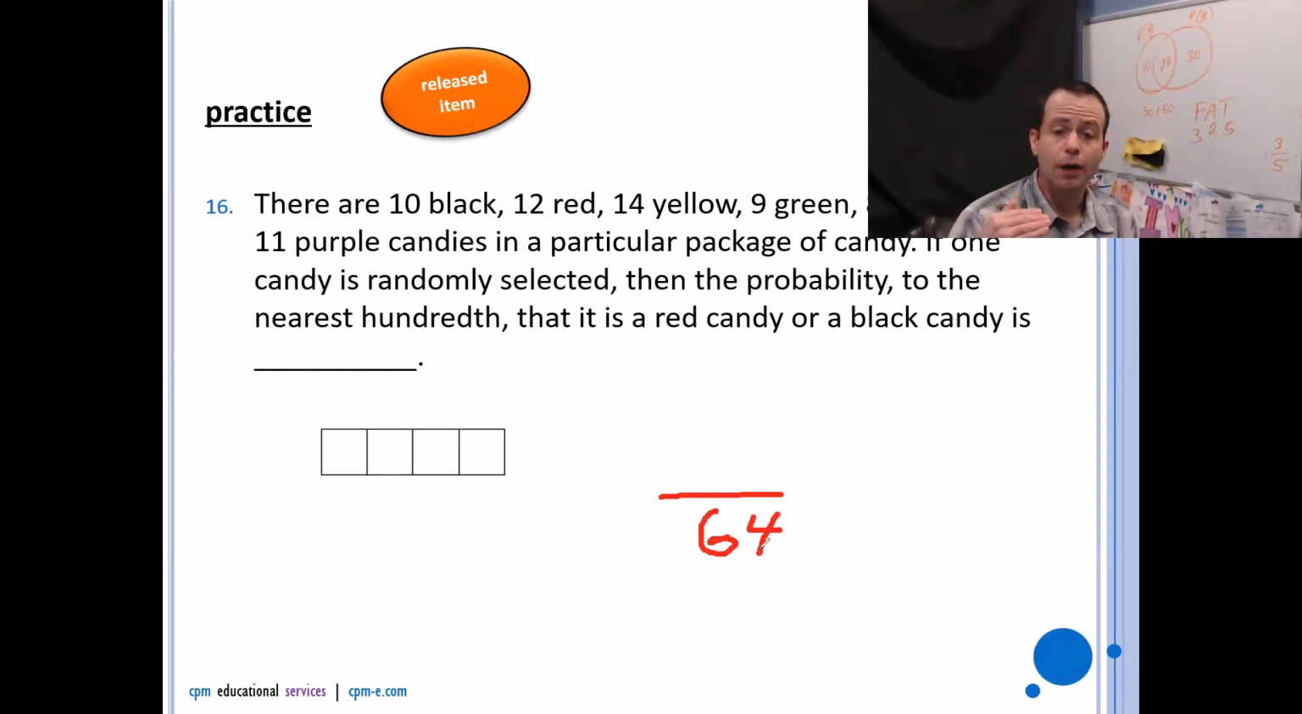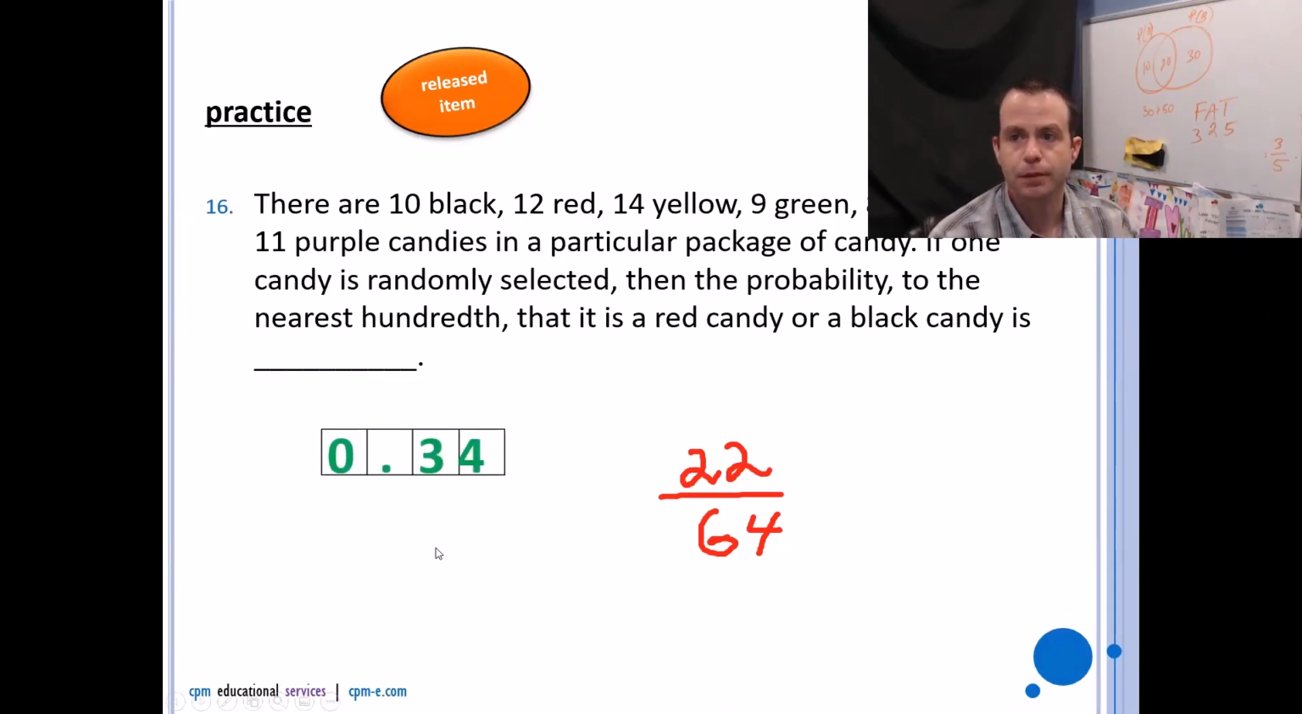That's my total. On the top goes my favorable. Well, what's my favorable? A red candy or a black candy. So there are 10 black candies and 12 red candies. So I'll have 22 favorable outcomes on the top, okay? So now 22 divided by 64 will get me my probability, okay? And that would be 0.34, okay?